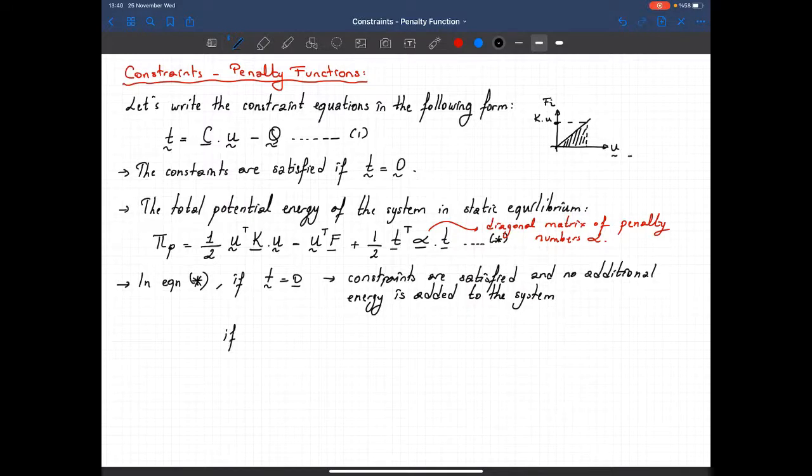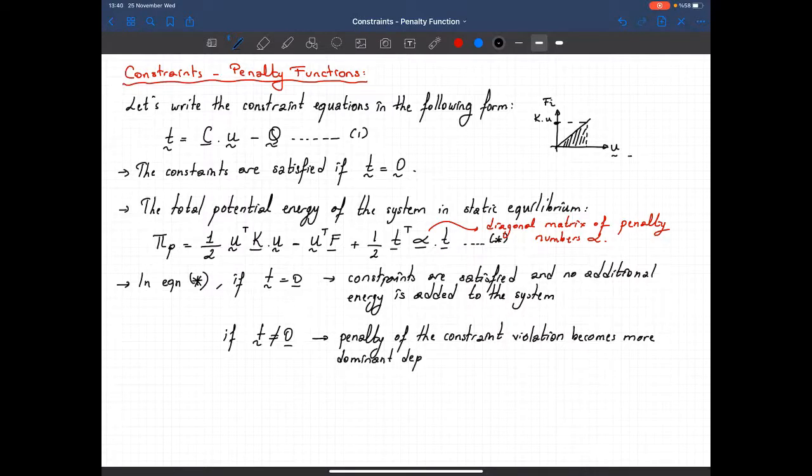The other condition: if the solution that we obtain doesn't satisfy that, then the penalty of the constraint violation becomes more dominant, depending on the value of alpha.